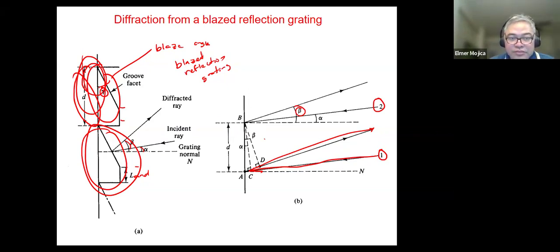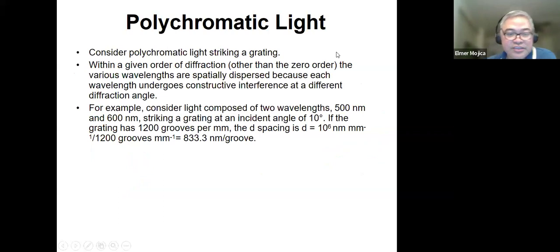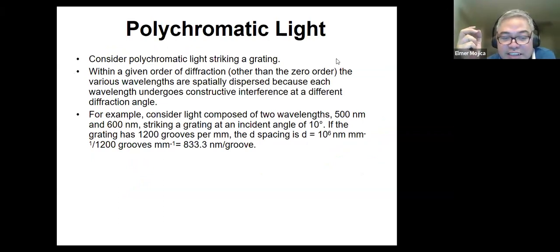Now, when we consider polychromatic light striking a grating within a given order of diffraction other than the zero order, the various wavelengths are spatially dispersed because each wavelength undergoes constructive interference at a different diffraction angle.